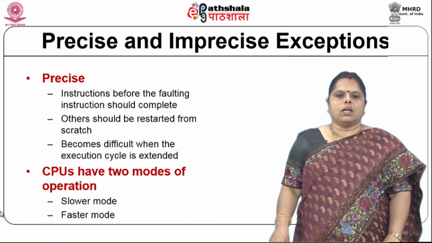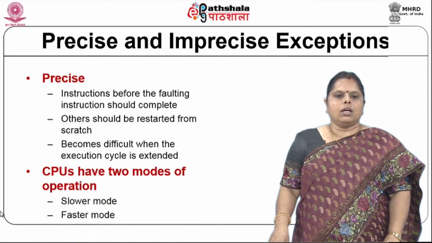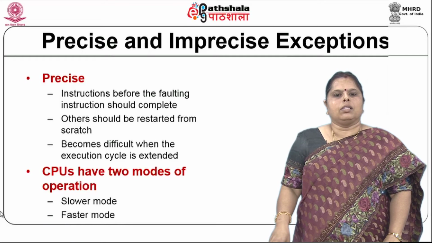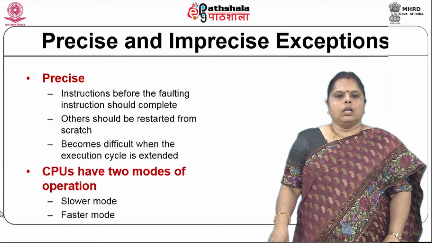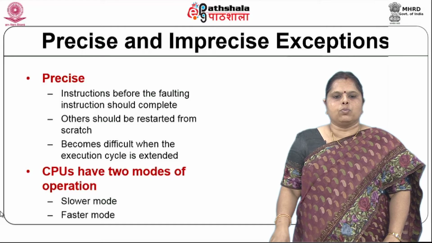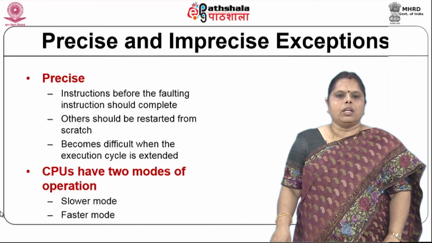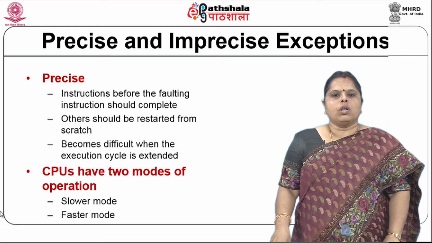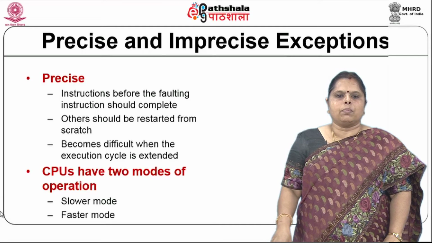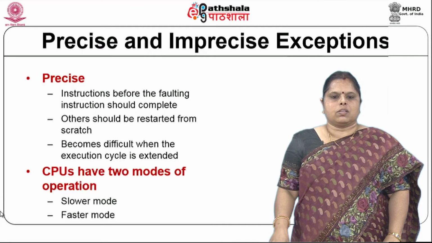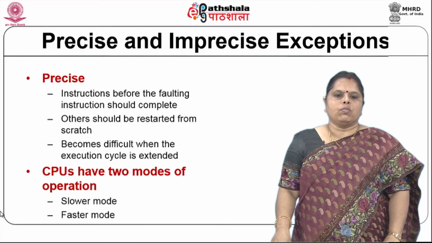Normally, processors have two modes of operation. They have a slower mode of operation and they have a faster mode of operation. The slower mode of operation is where we have support for precise exceptions. The basic reason is that the processor may not allow certain overlapping of certain instructions, because it is not able to maintain a precise mode of exception. So, it will not allow you to do an overlapped execution of certain types of instructions. So, it becomes a slower mode of operation.